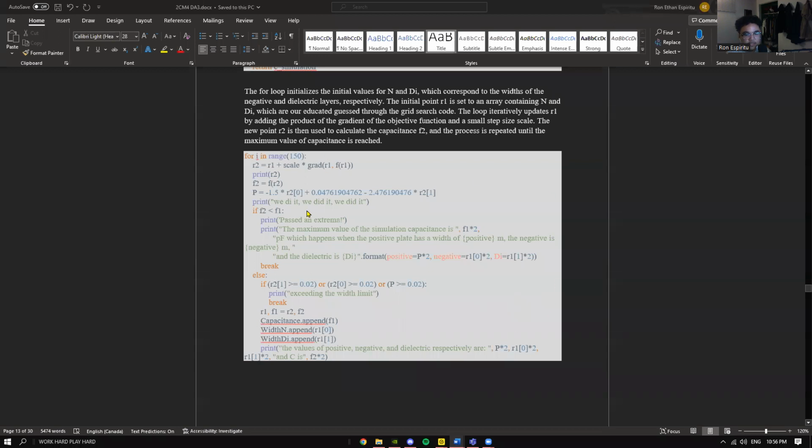The functions are implemented here, with R1 being the initial pair of widths, and we can redefine R2 using the grad function and R1. If the capacitance using R2 is higher than R1, we know we pass an extrema and end our gradient ascent search.